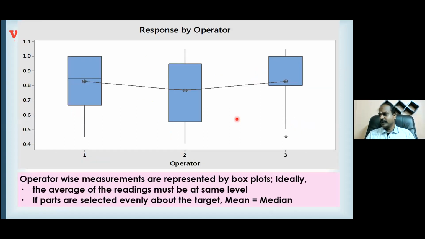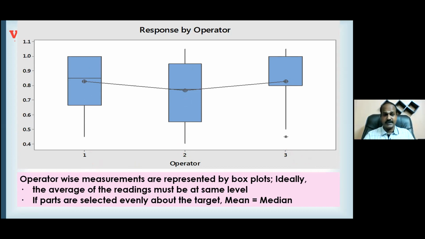And now response by operator. Now operator 1, in our experiment, there are 10 parts and each part is measured 3 times. So 10 into 3, 30 readings, isn't it? Operator 1 gave you 30 readings and operator 2 gave you 30 readings. Operator 3 gave you 30 readings. The 30 readings that came from operator 1 are distributed like this. The 30 readings given by operator 2 are distributed like this. And another 30 readings given by operator 3 are distributed like this.